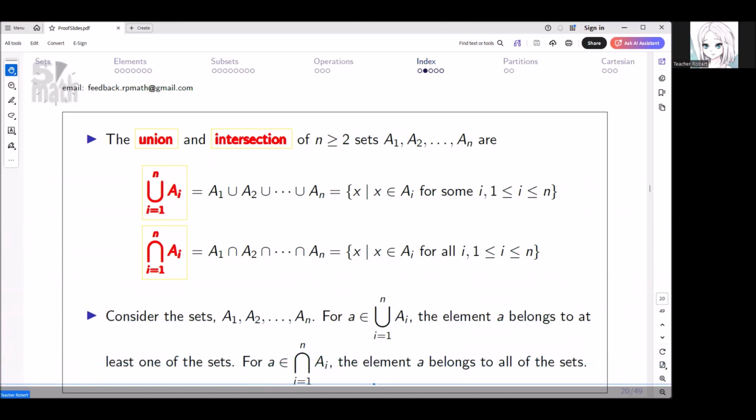Consider the sets A1, A2, and so on, An. For a element of union i equals 1 to n, Ai, the element a belongs to at least one of the sets. For a element of intersection i equals 1 to n, Ai, the element a belongs to all of the sets.